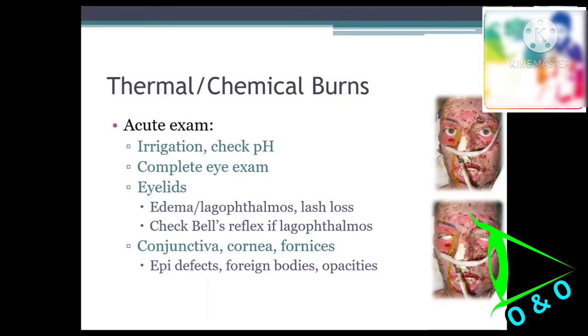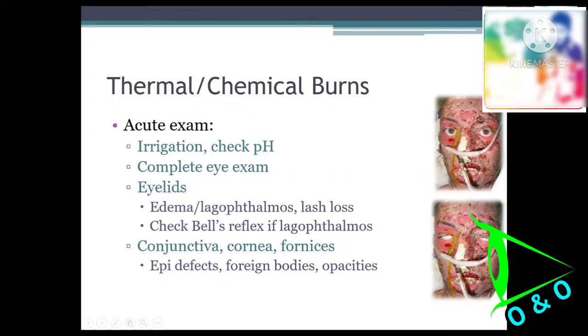So acutely on exam, when you're consulted in the ER or when they're up in the burn unit, hopefully they'll have already irrigated the patient. If not, irrigate, check the pH, make sure it's 7. Do a complete eye exam if you can. Look at the eyelids, look at the edema, look at lagophthalmos, look at lash loss. Very importantly, you want to check the Bell's reflex if there is lagophthalmos.